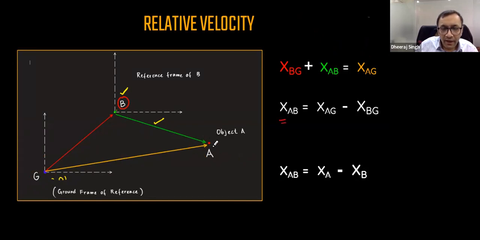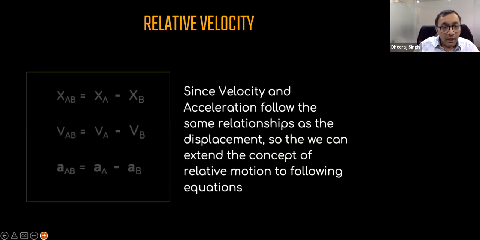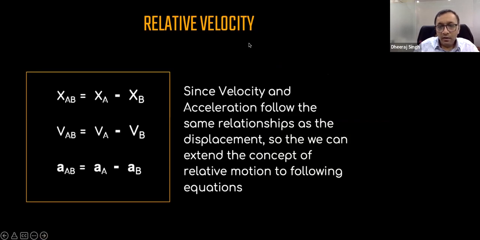Measurement of A's distance from B is equal to measurement of A's distance from G minus measurement of B from G. Okay. And if you differentiate it, I think some of you will find it a little messed up. A lot of mathematics is there. But don't worry, soon everything will start making sense. So just hold on for some time. Okay.